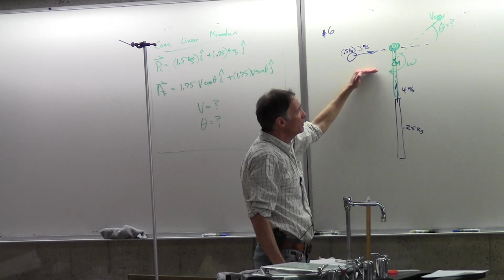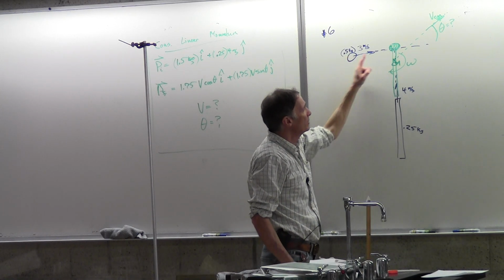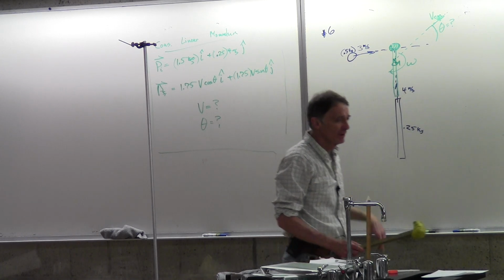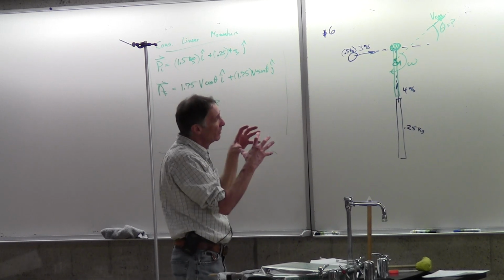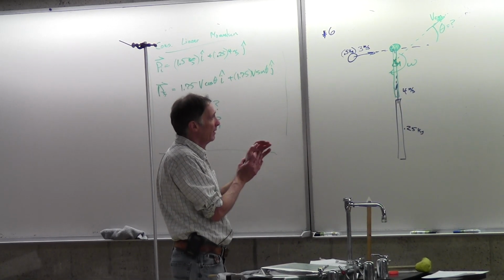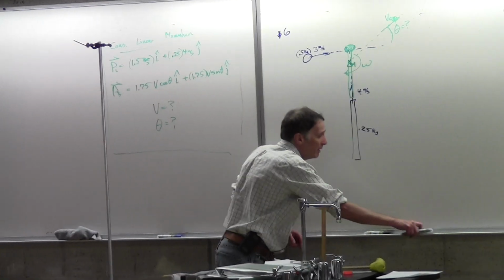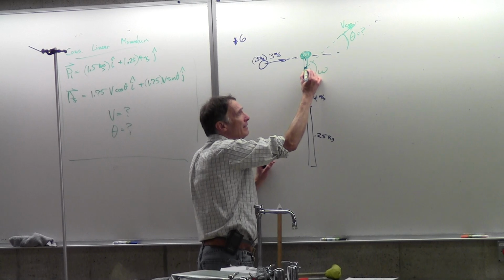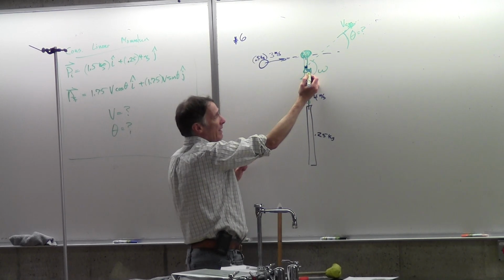We want to use conservation of angular momentum. The idea is that the forces and torques are going to be internal and will cancel out, so the overall angular momentum will be conserved. But it's going to be conserved about what? The center of mass. This is what it's going to rotate about.